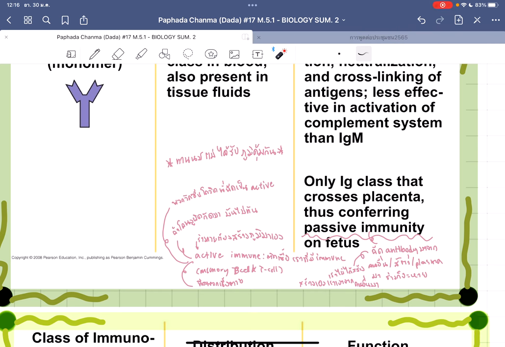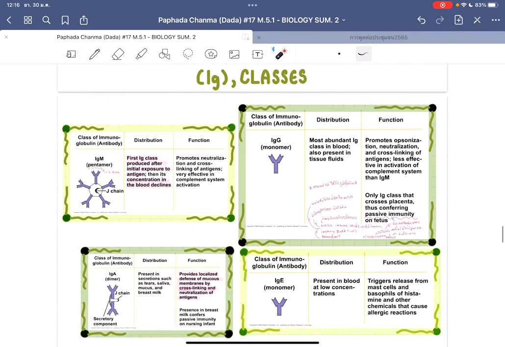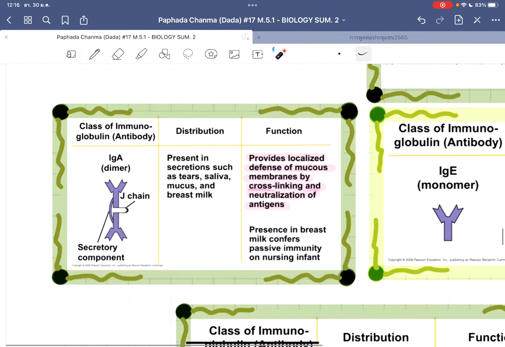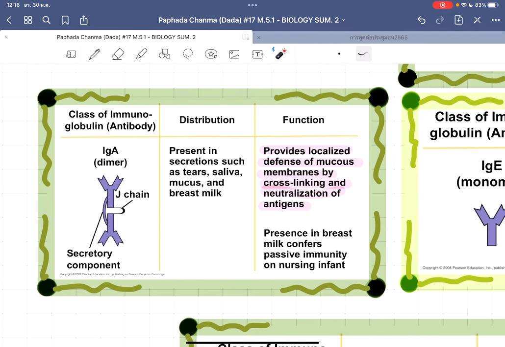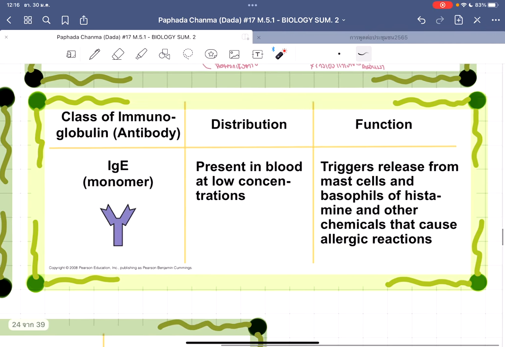Passive immunity is when we don't produce it ourselves but receive it from someone else. Next is IgA dimers, present in secretions such as tears, saliva, mucus, and breast milk, which provide defense of mucous membranes by cross-linking and neutralization of antigens. Present in breast milk, it confers passive immunity on nursing infants.